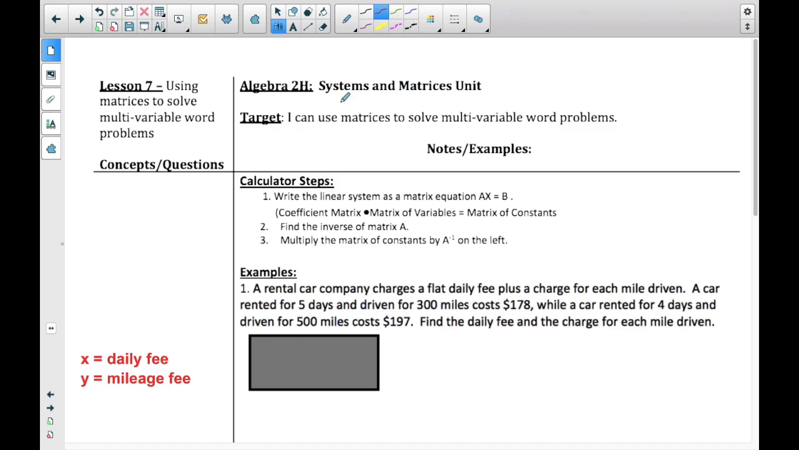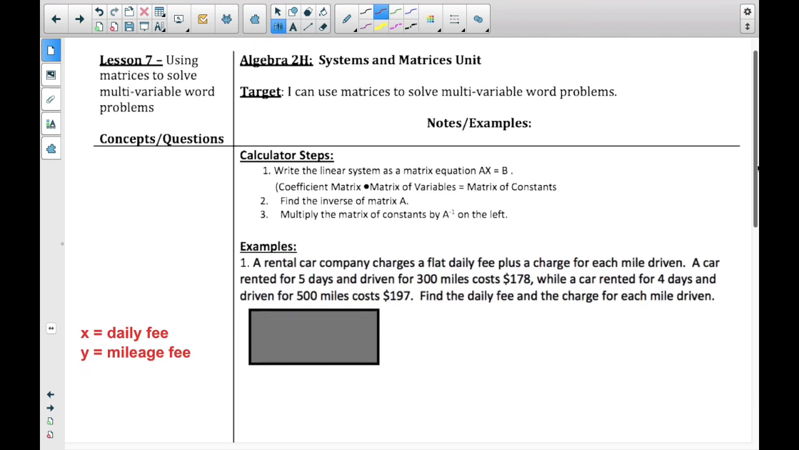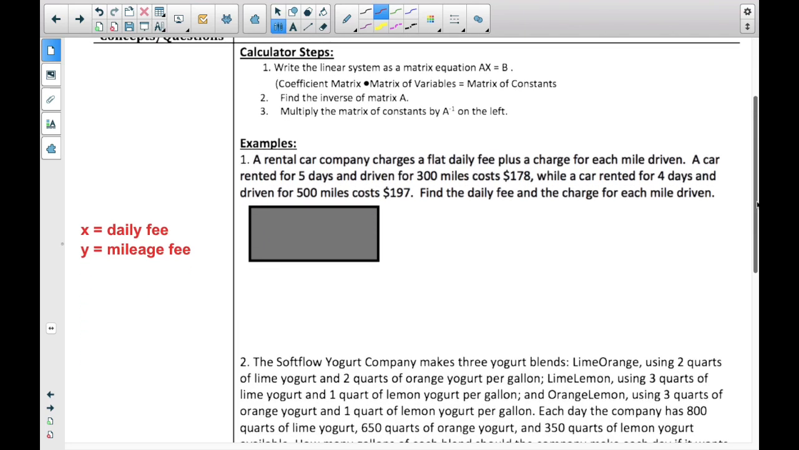Today is our last lesson in the matrices unit. We are going to be talking about using matrices to solve multivariable word problems. So this is going to be a matter of just combining things that we've been doing already and putting them together. We've done word problems and we've done matrices, and then today we're just going to talk about how to do word problems through matrices.